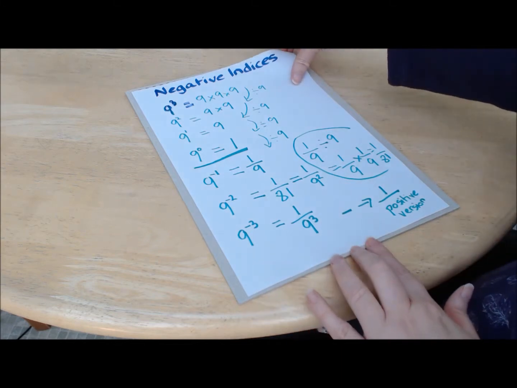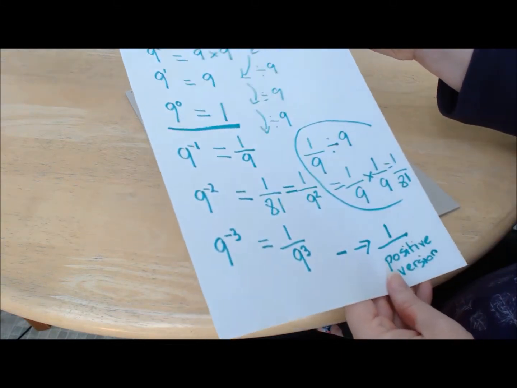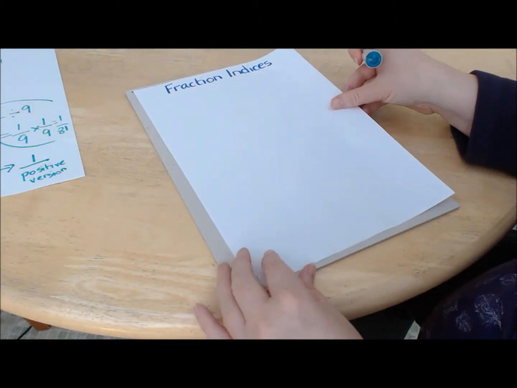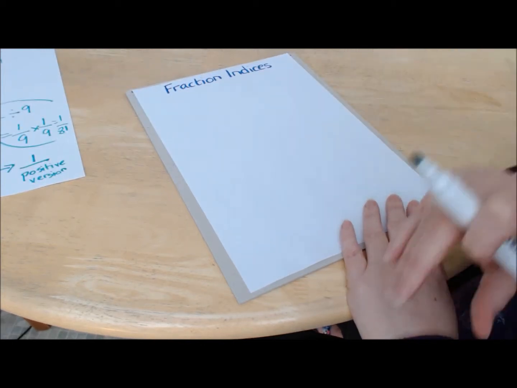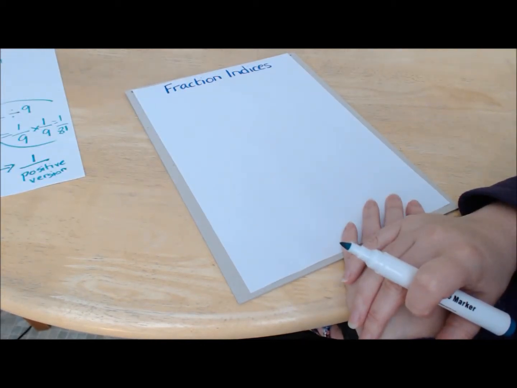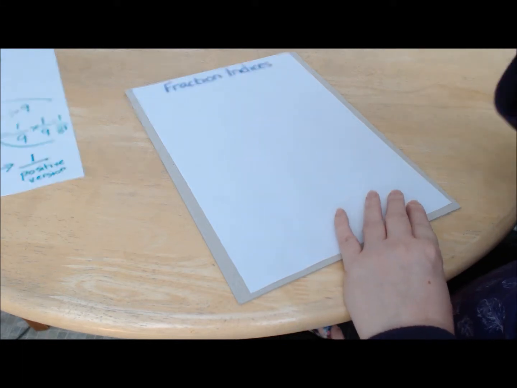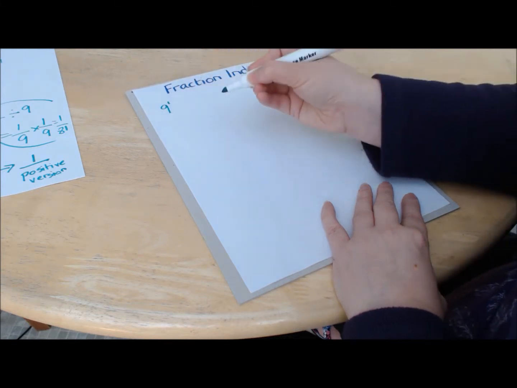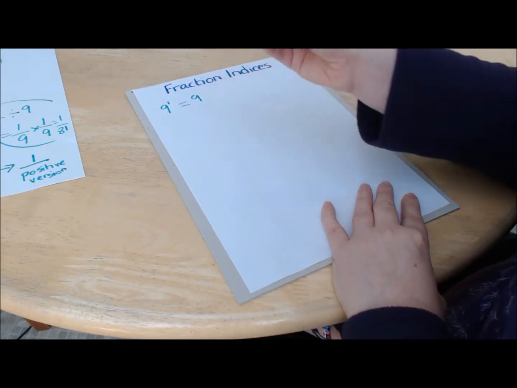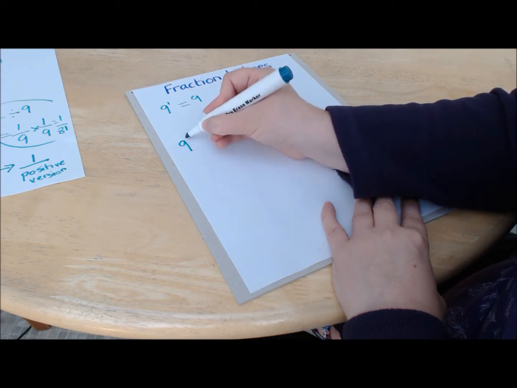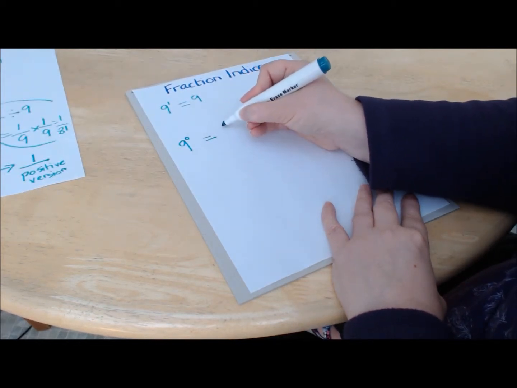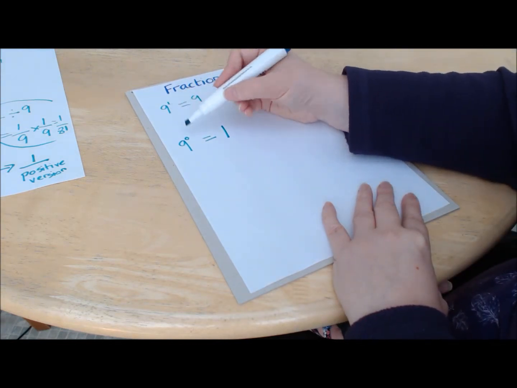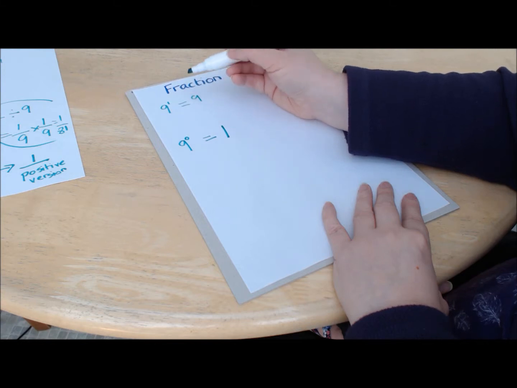We're now going to look at what it means to have fractions in those indices. I'm not going to do the whole diagram again, but remember that pattern that we had before. I'm going to start this time with 9 to the power of 1, which is 9. Then I'm going to leave a gap, and we're going to have 9 to the power of 0, which remember is 1. So our fractions are going to lie in between these two.